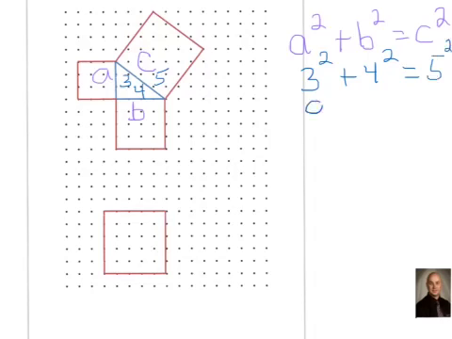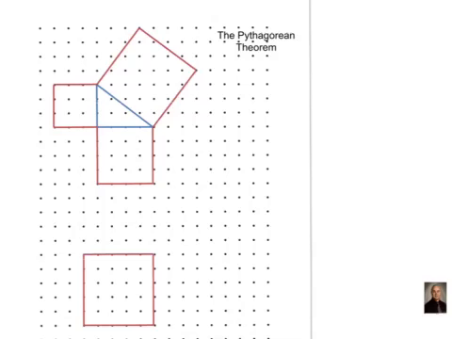3 squared is 9, 4 squared is 16, 5 squared is 25, and when we add 9 and 16 together, we do get 25, so this verifies the Pythagorean theorem works for this case. So the Pythagorean theorem shows us the relationship between the legs and the hypotenuse of a right triangle. And one of the things it's most useful for is to find the missing side length of a right triangle.